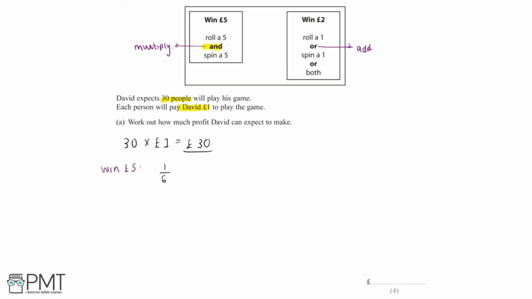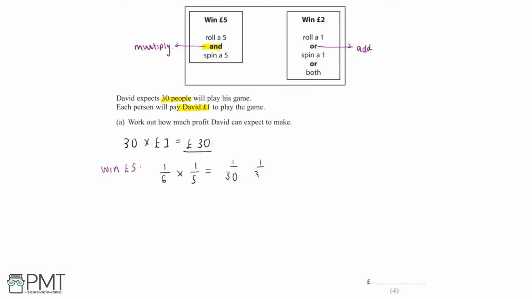Now we're looking at the probability that the player rolls a 5 and spins a 5. So we multiply, and to spin a 5, we have a fair 5-sided spinner numbered between 1 and 5. And so the probability of spinning a 5 is equal to 1 over 5. And so the probability of winning £5 is 1 over 6 multiplied by 1 over 5, which will give us an answer of 1 over 30.